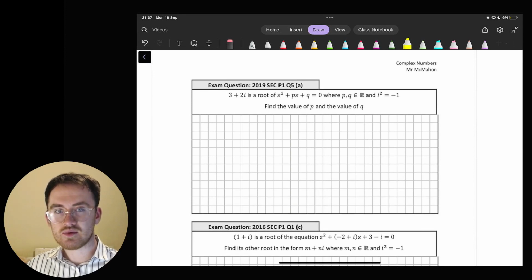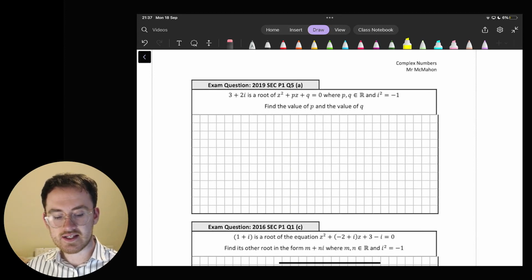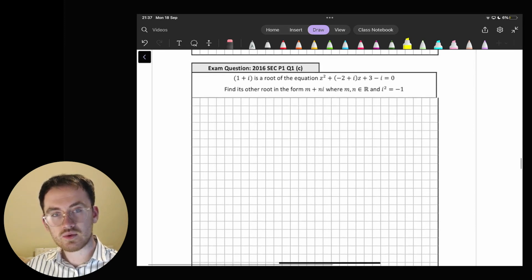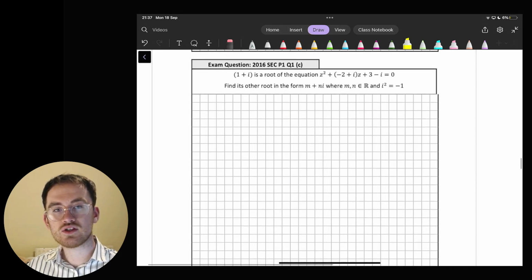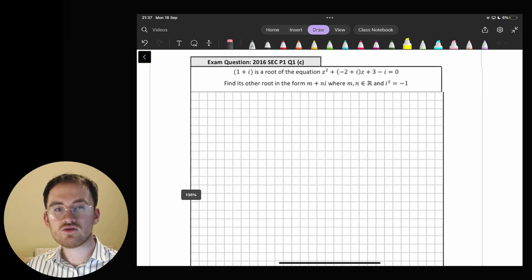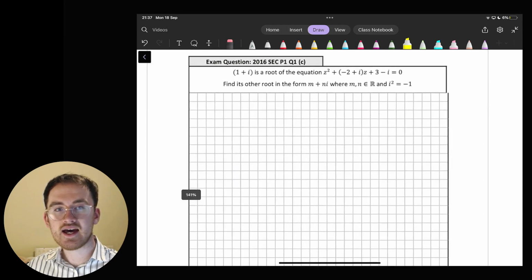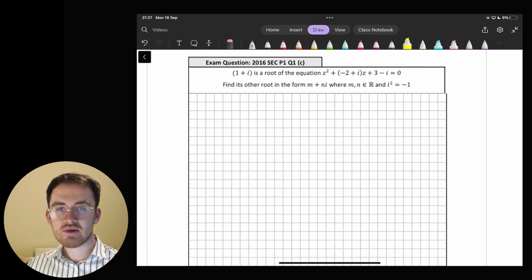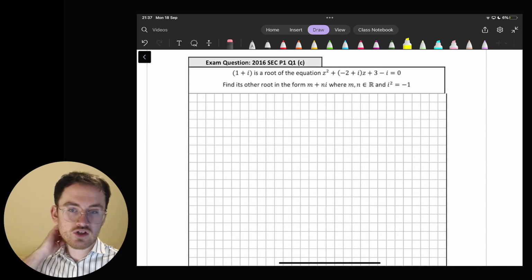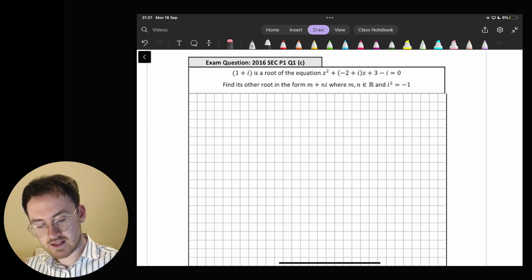Same idea as what we've been looking at. You have the solutions already as well. And we look at the third one here. So 1 plus i is a root of this equation. Find its other root in the form m plus ni. Okay, so here we're pulling back some ideas from Algebra 1. So we have two ways to approach this question. So I'll write them down here.